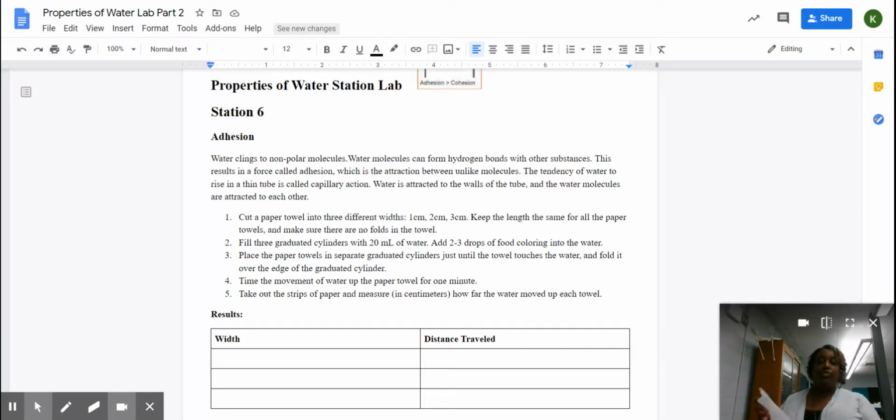be cut into 3 different widths: 1 centimeter, 2 centimeters, and 3 centimeters. Doesn't matter how long it is, but we just want to make sure the width is correct. So I'm just going to measure this out really quickly, and I'm going to cut the paper towel. So here's the paper towel. Here's my ruler. I'm using this centimeter side.